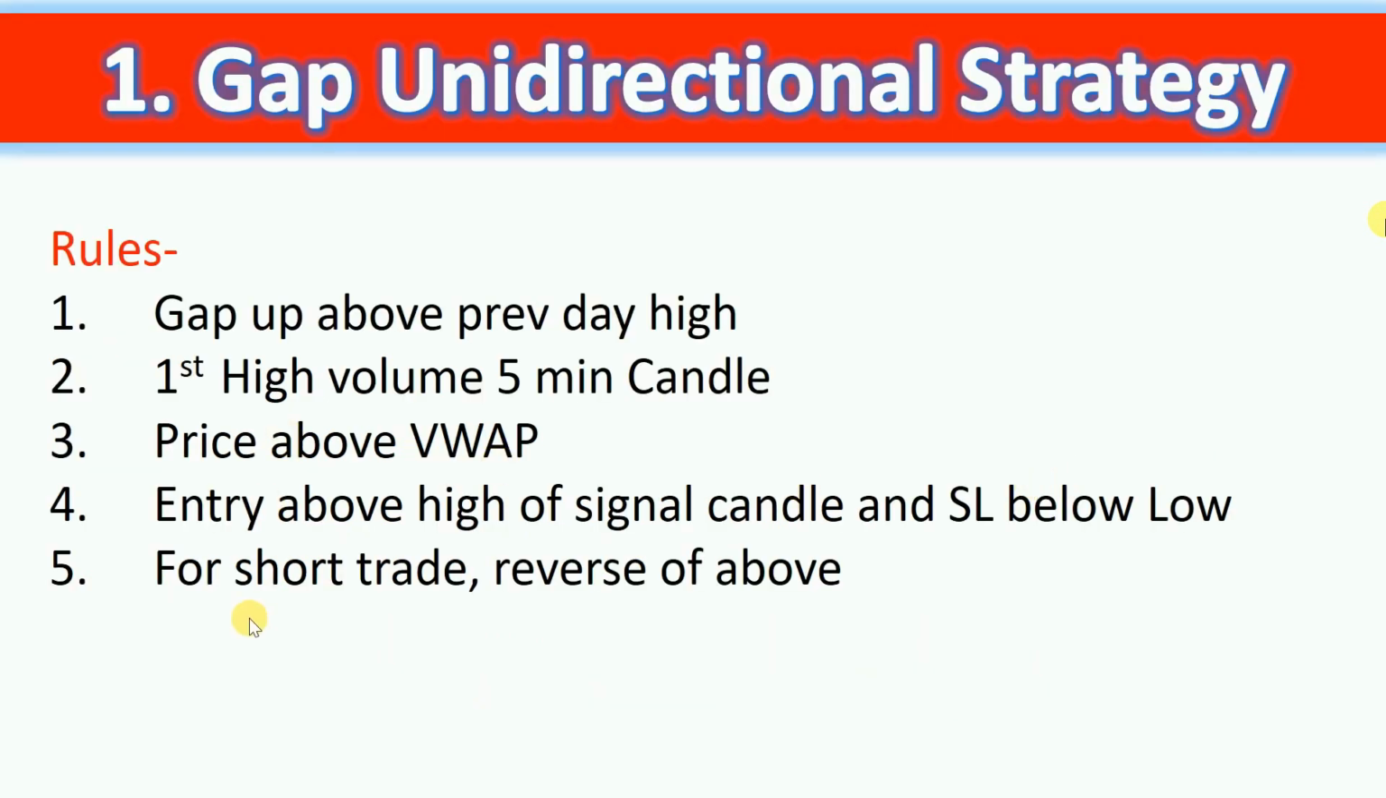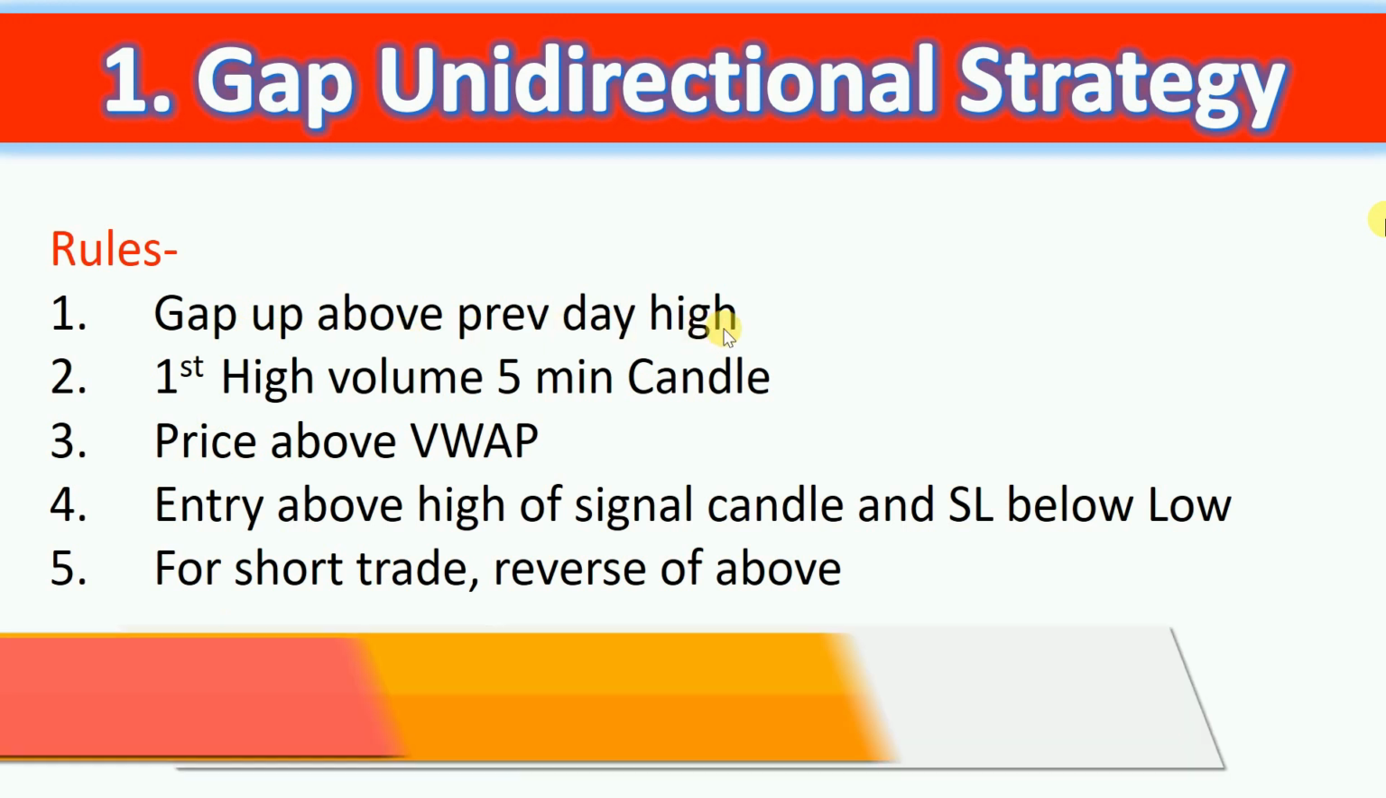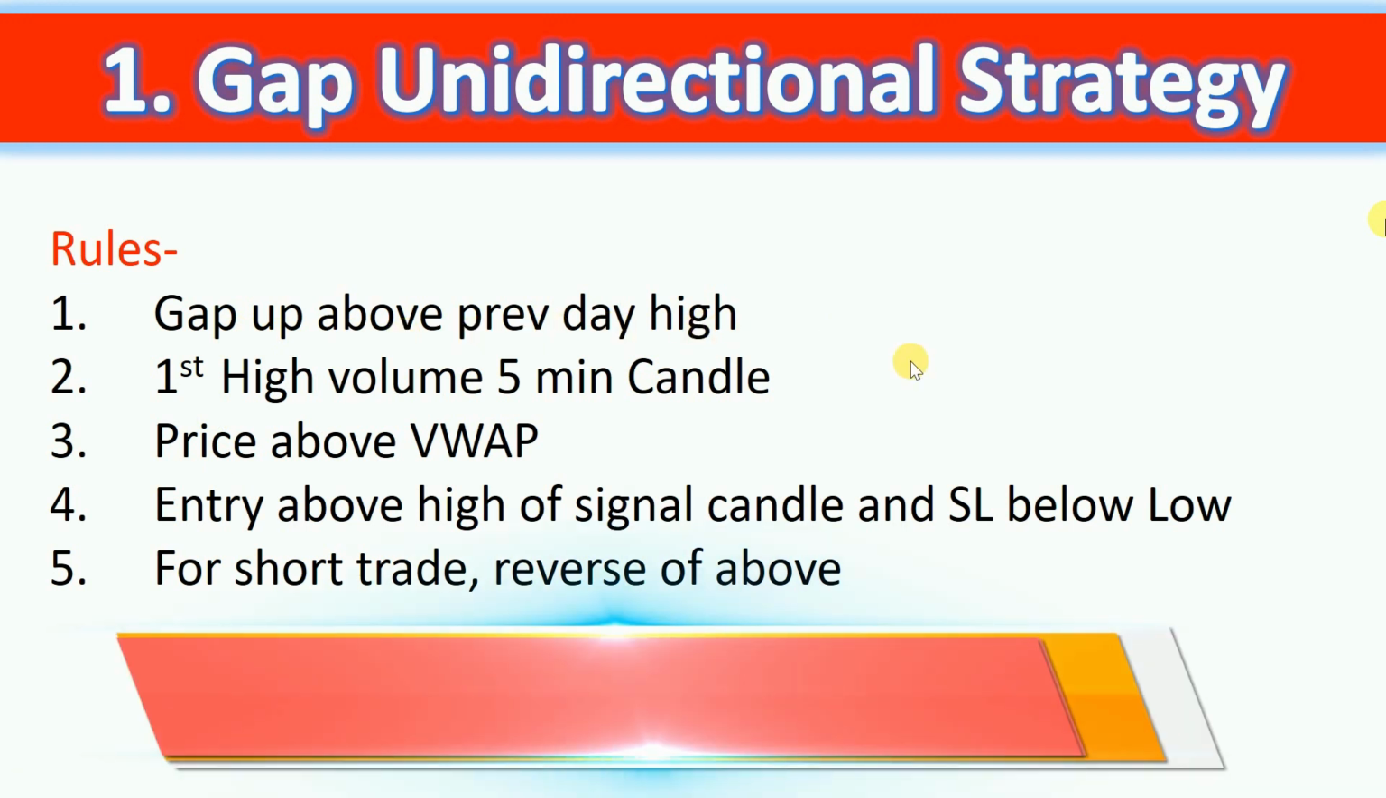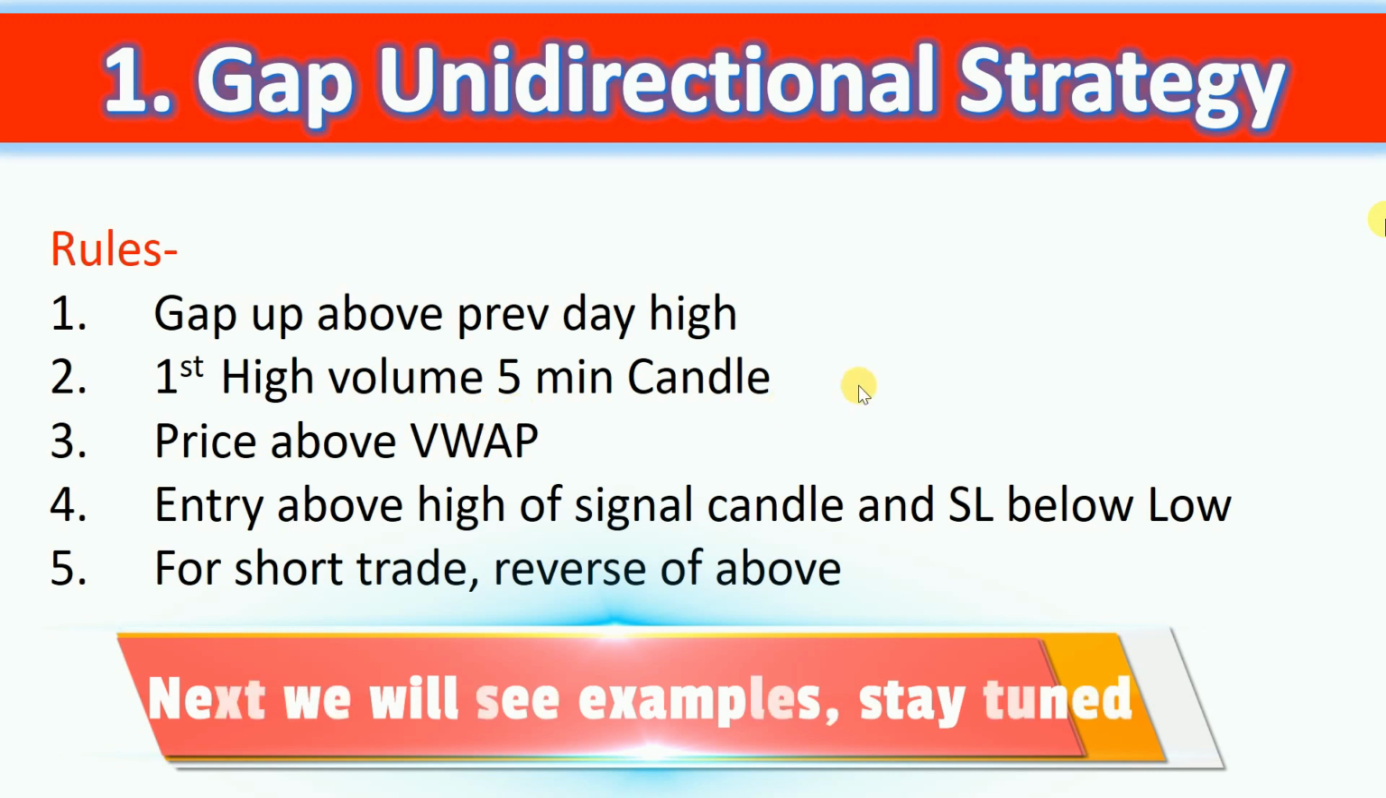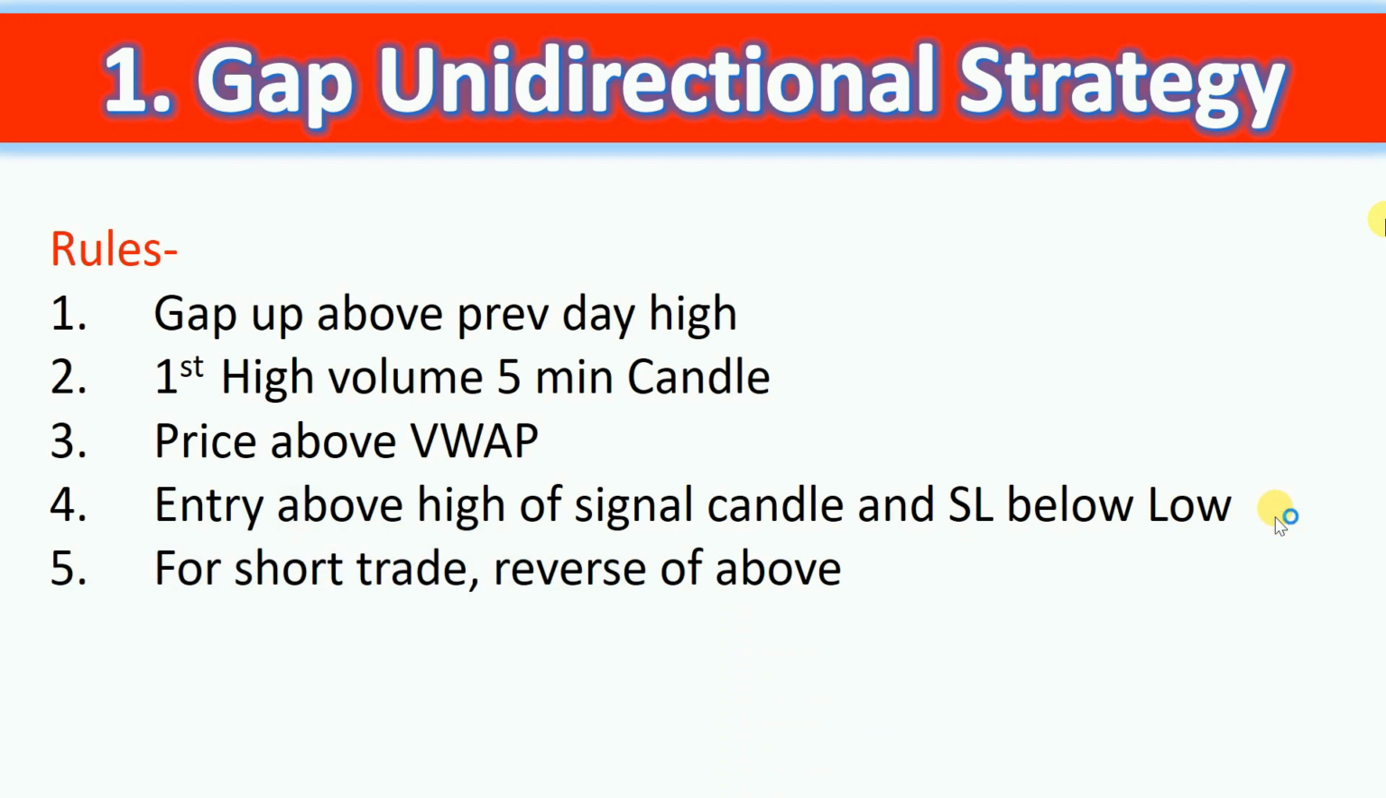So the rules are: gap up above the previous day high. So the stock should gap up above the previous day high. Second, the first high volume 5-minute candle should be there. Third, prices should be above VWAP, and our entry will be the high of the signal candle and SL below the low of that signal candle. That means the first 5-minute candle.